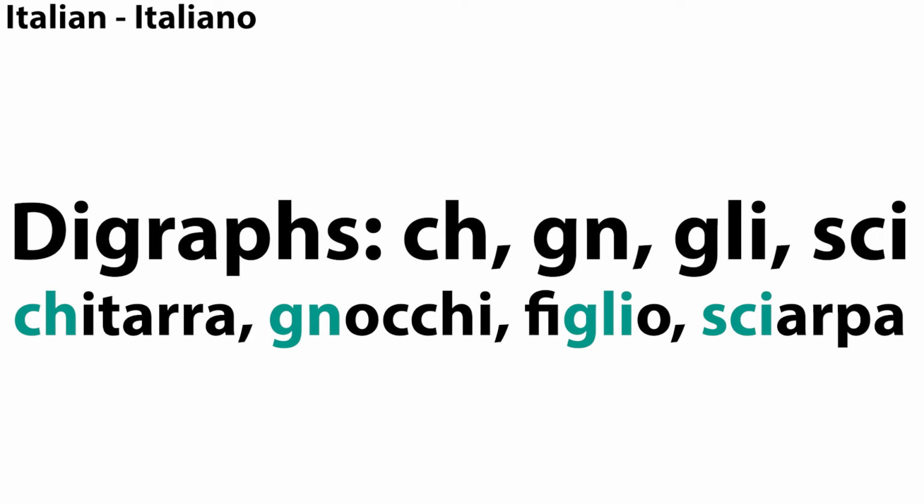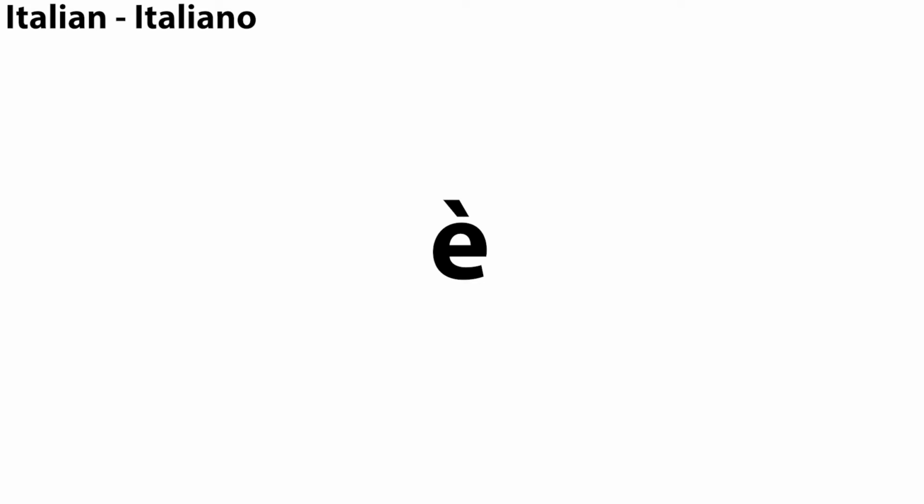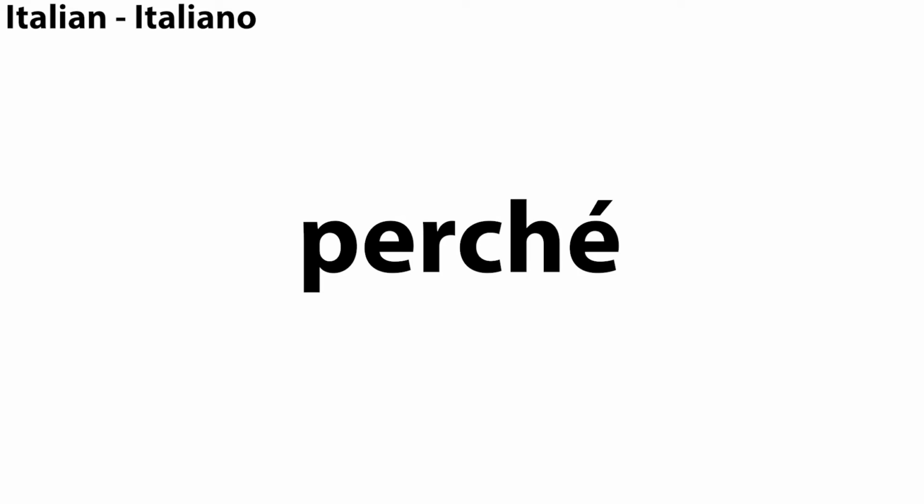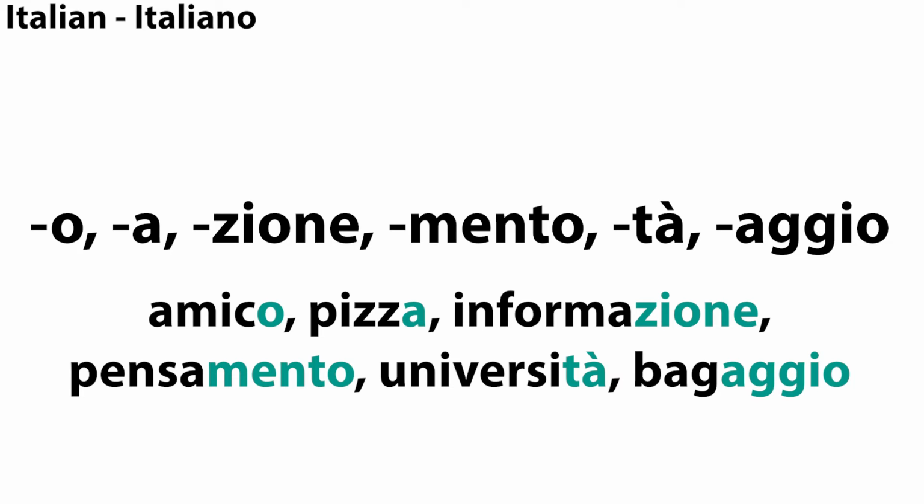4 popular digraphs you'll see in Italian would be the CH, GN, GLI, SCI. Almost every native word ends in a vowel. However, there are a couple of words up on screen which are the exceptions to this. A common one-letter word, and a common word in general, is perché. Words ending in o, a, zione, mento, ta, agio are just some of the popular word endings in Italian. If the word takes a grave accent, it almost always occurs on the last letter of the word, although obviously this isn't always the case.